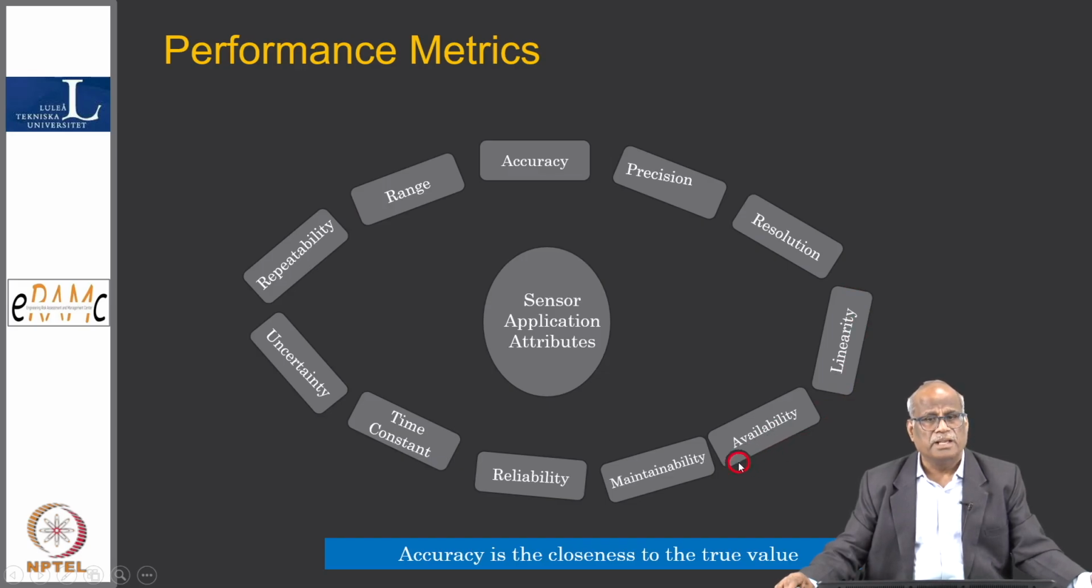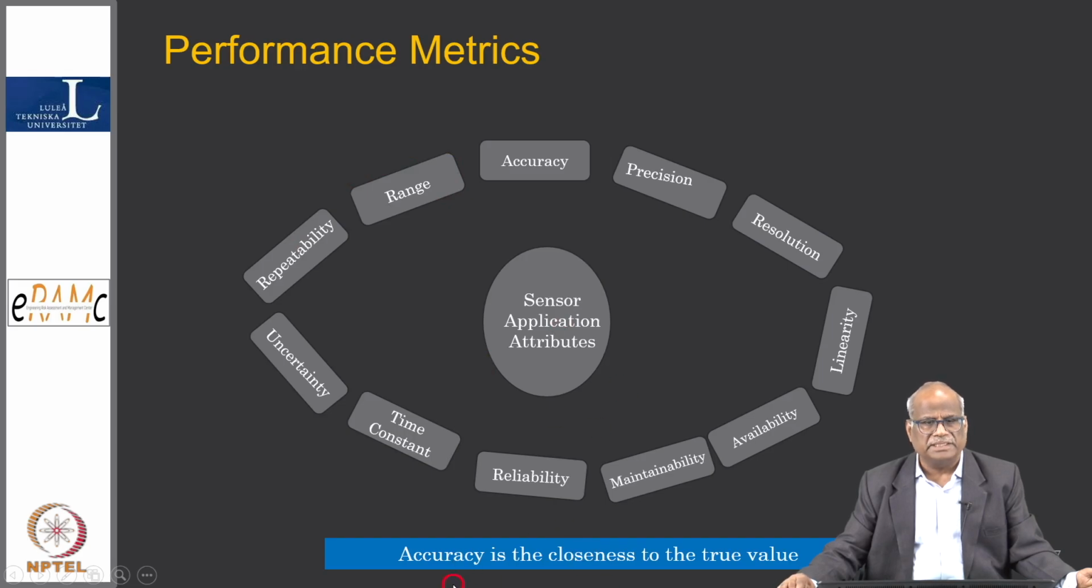If it is a safety system, I should have maintainability also. If I provide a system which is not maintainable, or which does not allow the maintenance activities to be done, either due to space constraint, or from the location point of view, or from the point of view of the electronic module itself. So, maintainability should be good, reliability, time constant, uncertainty, and repeatability, and of course, range. So, these are the attributes.